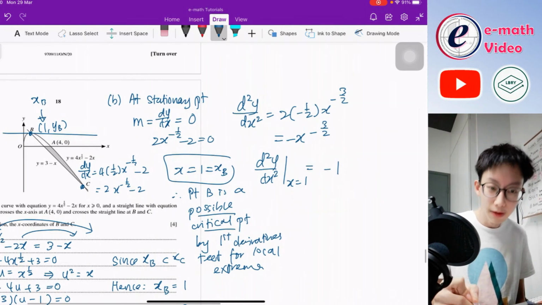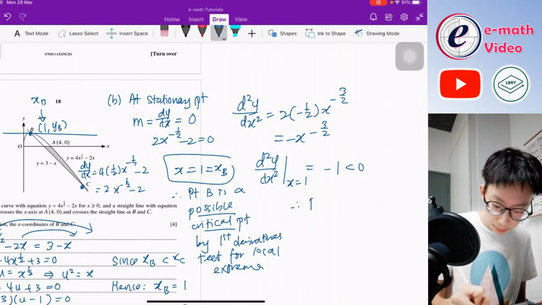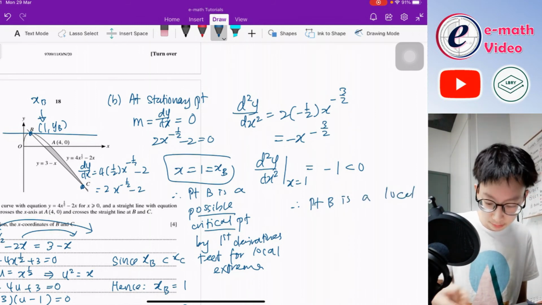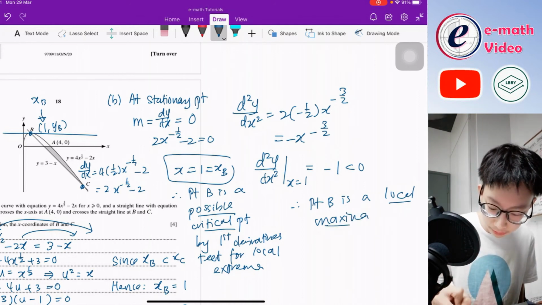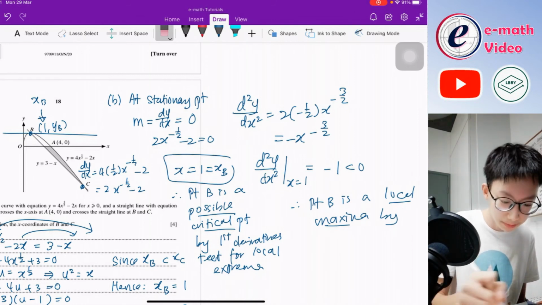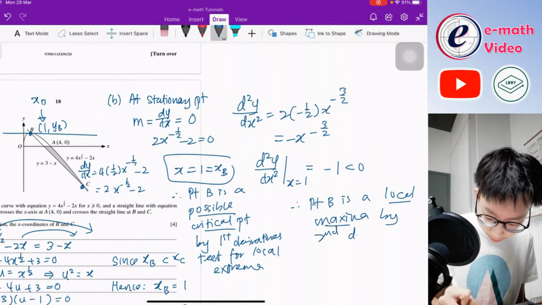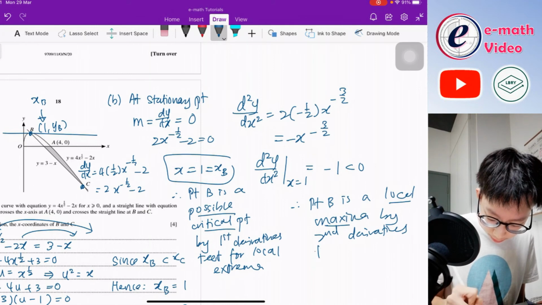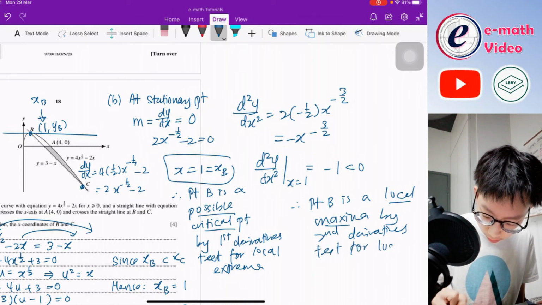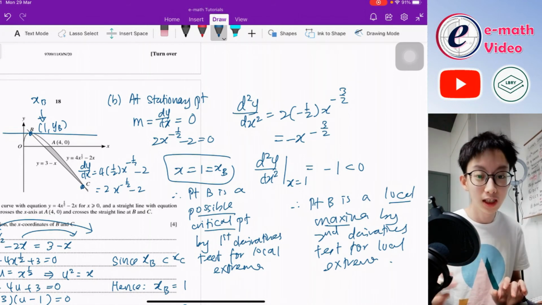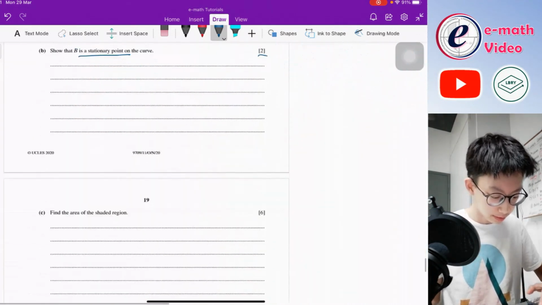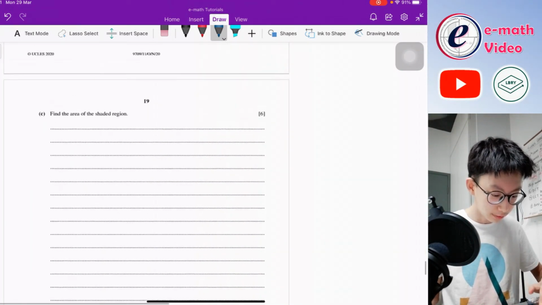Okay? So negative 1 means what? It is smaller than 0. Hence point B is what? Local maxima, because it's smaller than 0. In theory, it's a local extrema. Local maxima by the second derivative test for local extrema. Okay, we have proved that it is a local extrema, which means it is a stationary point. Very nice. Then find the area of the shaded region.